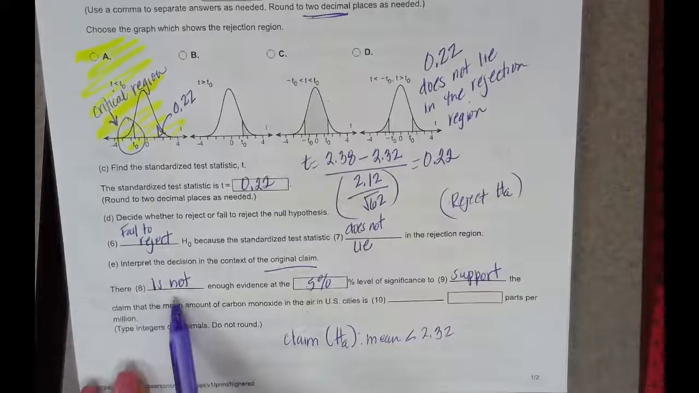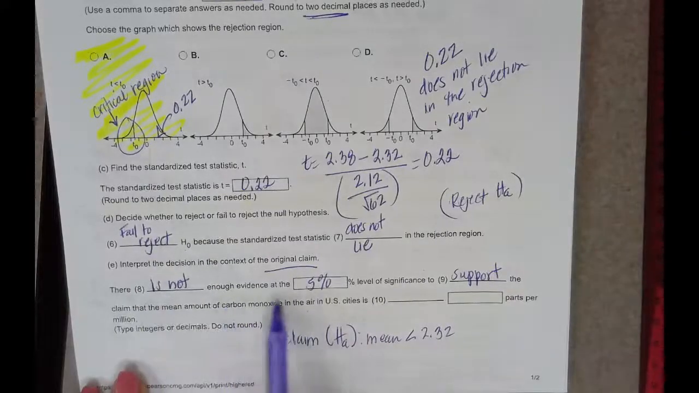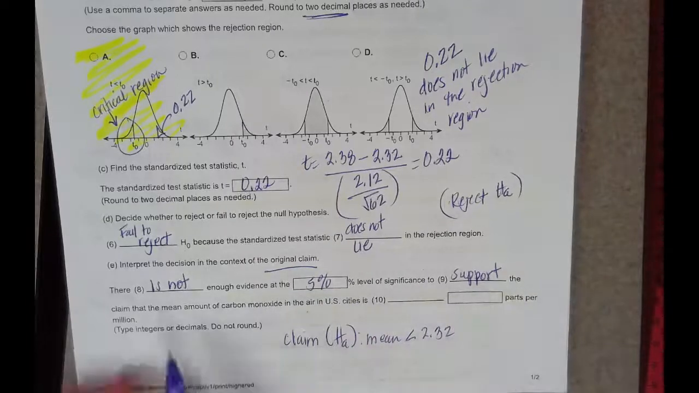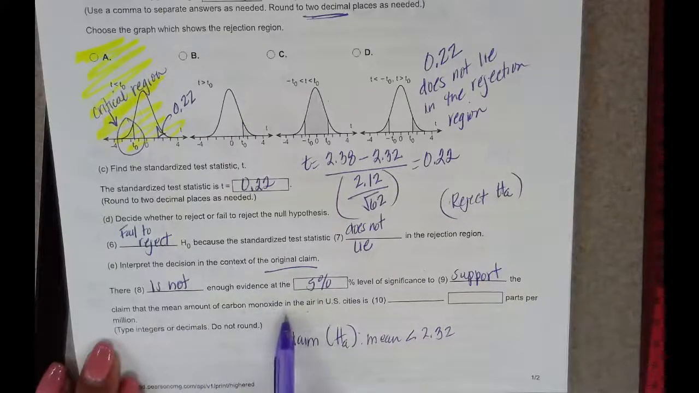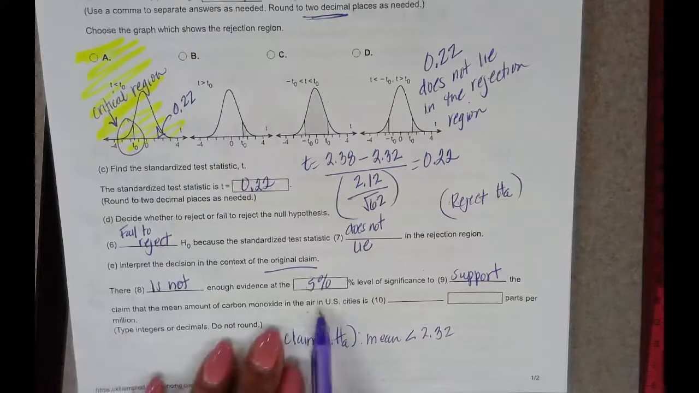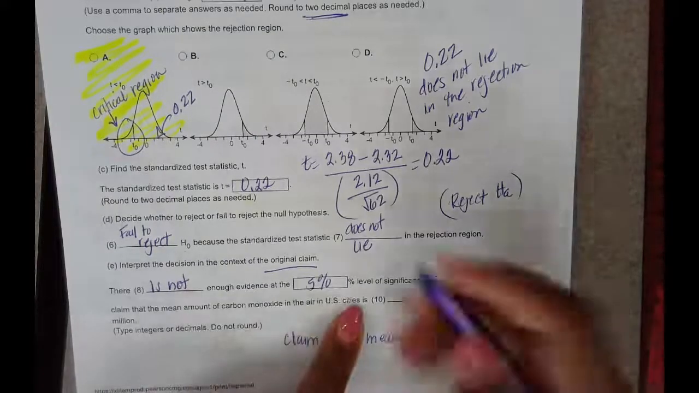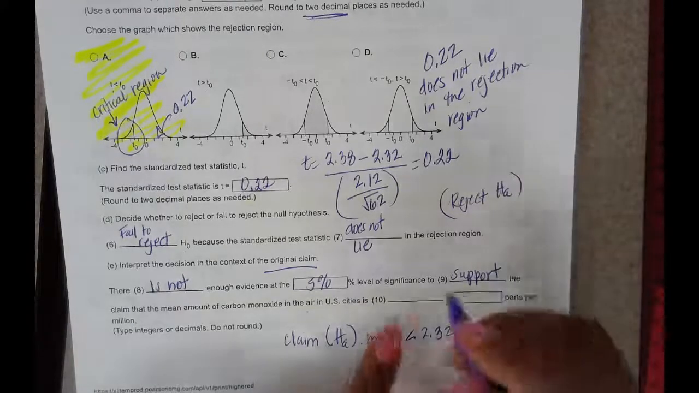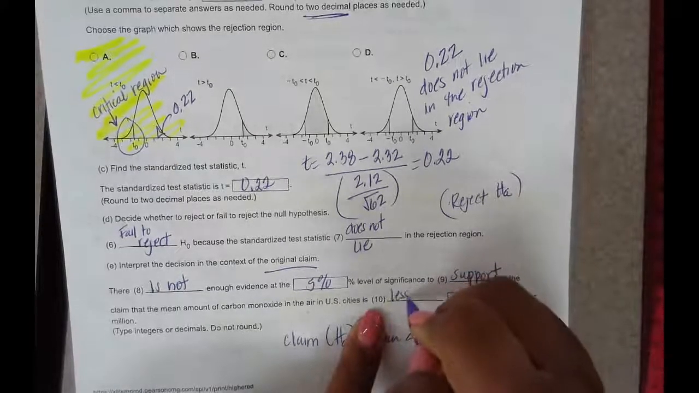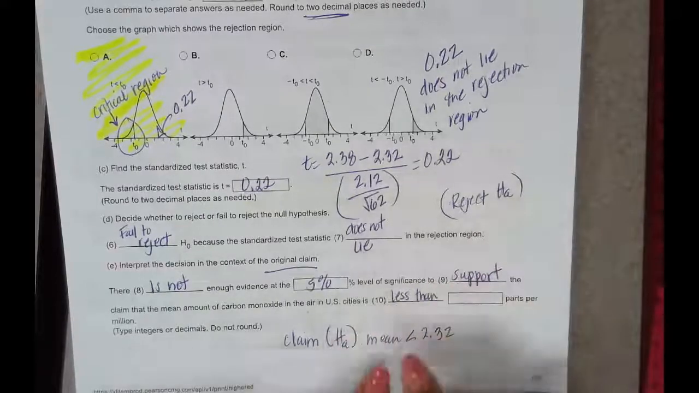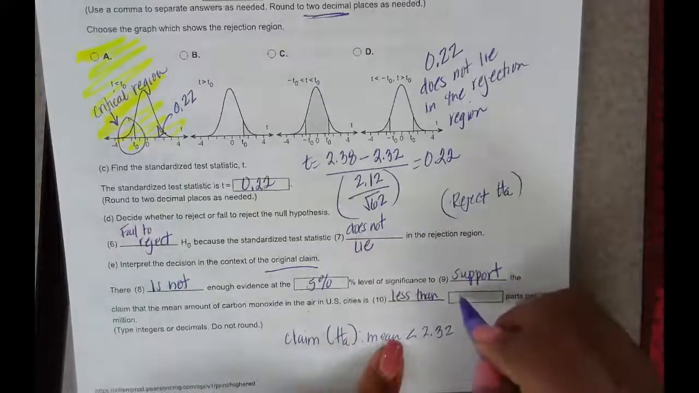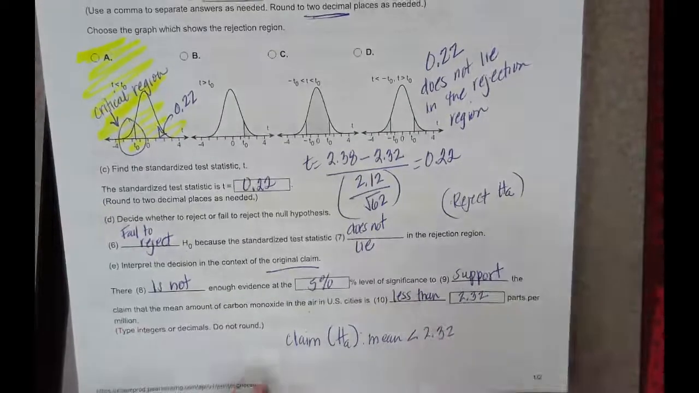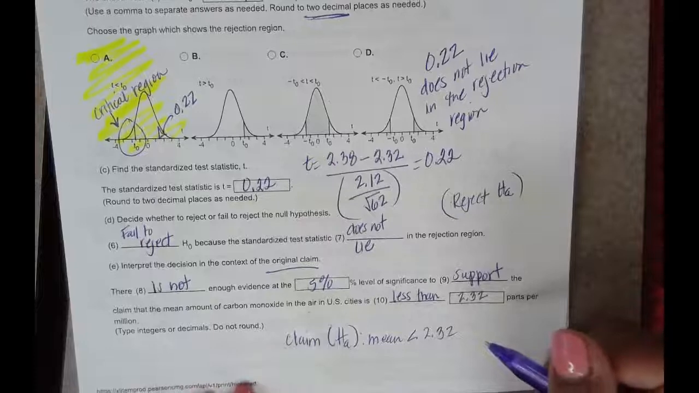So there is not enough evidence at the 5% level of significance to support the claim that the mean amount of carbon monoxide in the air in the U.S. cities is less than, because now they want you to write what the claim is, less than 2.32 parts per million. Okay?